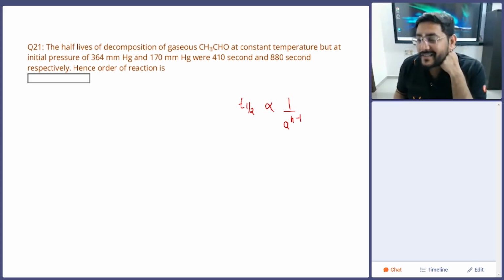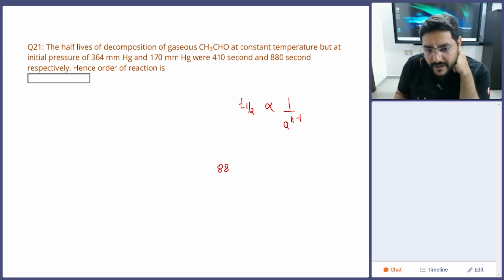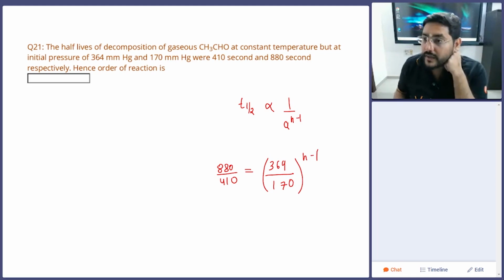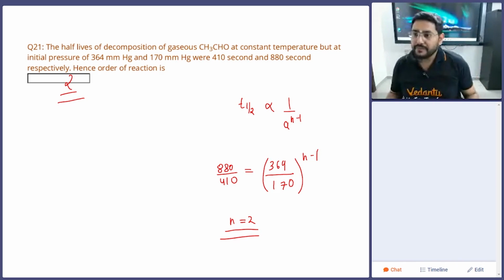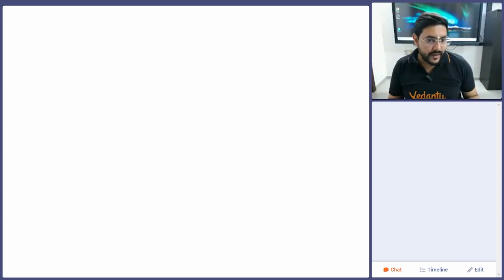Yes or no? If we are saying directly proportional, then you can put 1 minus n. Here basically it is inversely proportional, so 1 upon a raised to the power n minus 1. Now here can I say that 880 upon 410 is equal to 364 divided by 170 raised to the power n minus 1? Yes. Now solve it. What are we going to get? 2. The right answer is 2 only. Now going towards the next question.